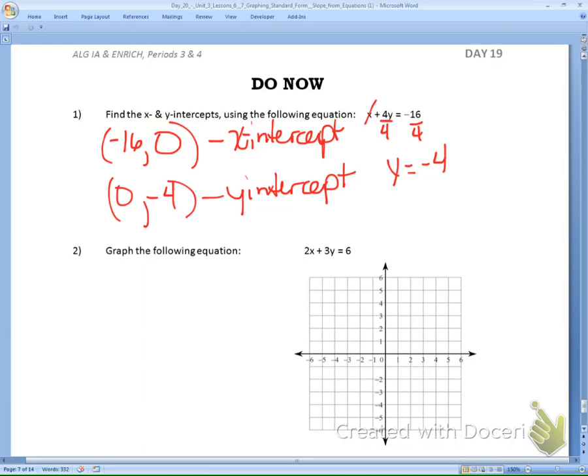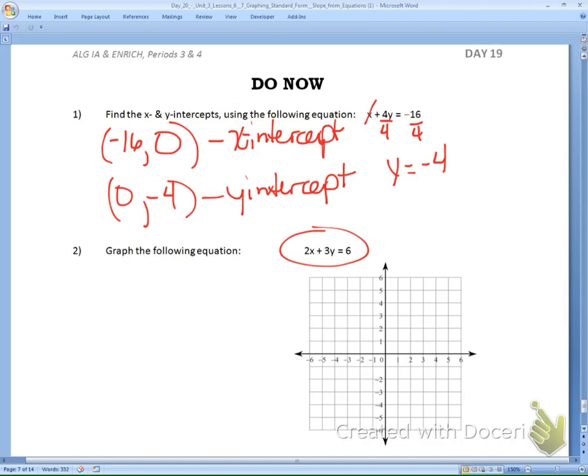Problem number 2, I'm worried that it's actually on the wrong do now, but we could still do this. You're graphing the following equation. The problem is this equation is not in slope-intercept form, and in the previous lesson you learned how to graph equations when they were in slope-intercept form. Because this one is not, we do need to put it into slope-intercept form.